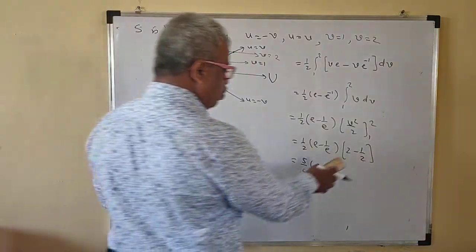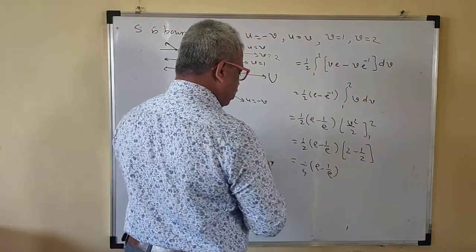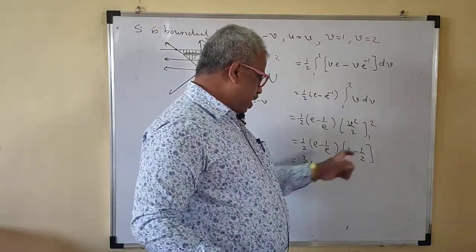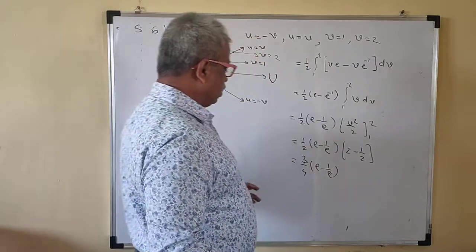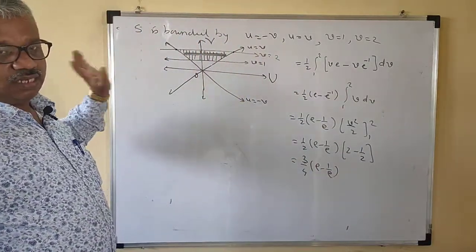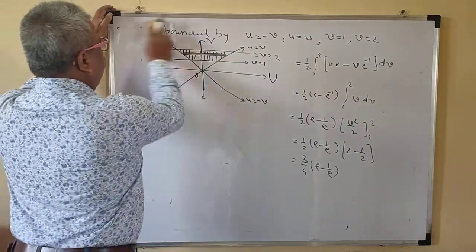Oh, not this. This is 4 minus 1, which is 3, so 3 by 2, and this is half. So this is 3 by 4. Okay, so this is the required answer, and this is the region. The region is very important here.